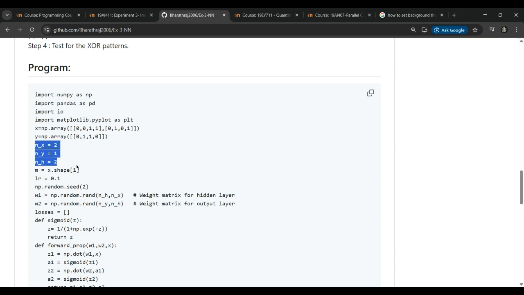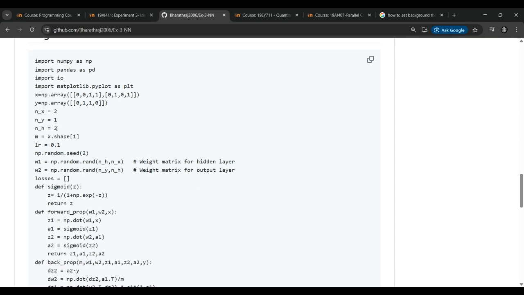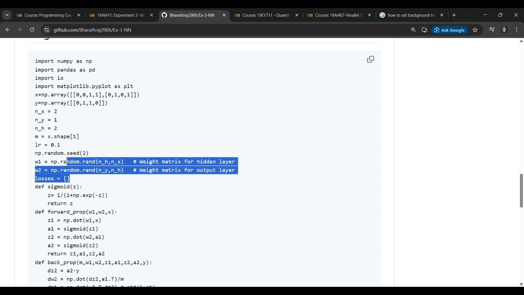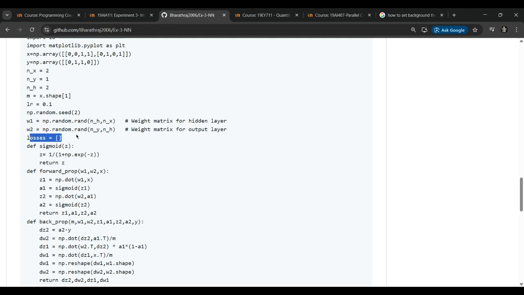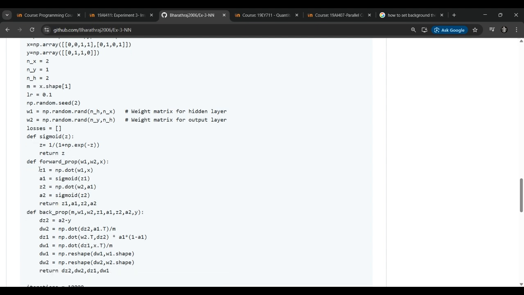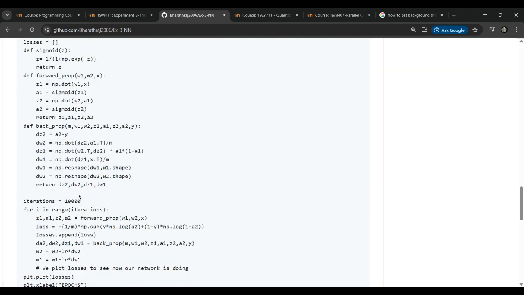We are also mentioning the number of neurons for the input, hidden, and output layers, and the shape of the input. We are also mentioning the learning rate as 0.1. For w1 and w2, we are assigning random values by using the random function in the numpy library. We also created a loss function with a loss array, a sigmoid function, a forward propagation function, and a back propagation function for the iteration.